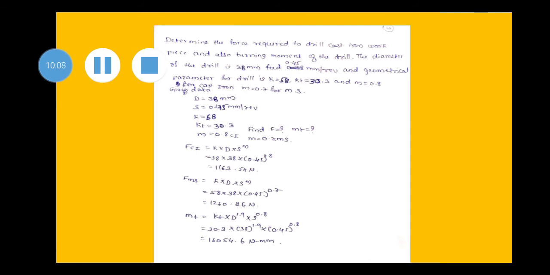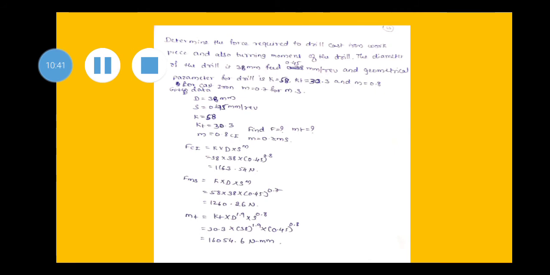The diameter of the drill is 38 mm, feed is 0.45 mm per revolution, and the geometrical parameters for the drill are K equal to 58, Kt is 30.3 and M is 0.8 for cast iron. M is equal to 0.7 for mild steel. This is the one question. Given data: diameter 38 mm, feed 0.45 mm per revolution, K constant is 58, Kt turning is 30.3, and M is 0.8 for cast iron and 0.7 for mild steel.